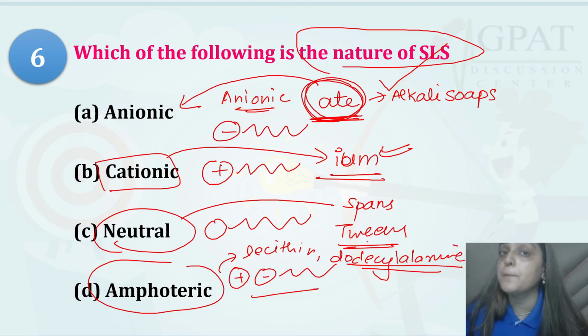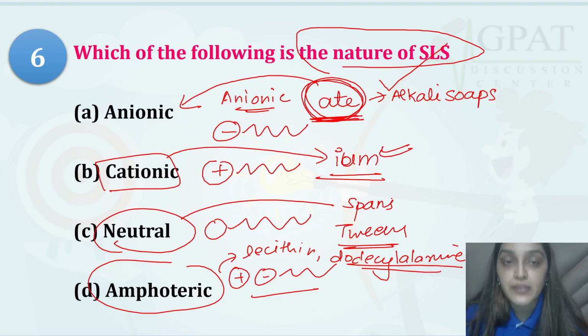It's a very important concept and you must remember the examples. See, for the amphoteric ones, it is clear that yes, the action is supposedly based on the charge and at what pH it will get ionized. The examples are lecithin and dodecylalanine. For the neutral ones, we have spans and tweens. For the cationic ones, it will end into pyridinium, benzalkonium, right, cetyl trimethyl ammonium bromide.